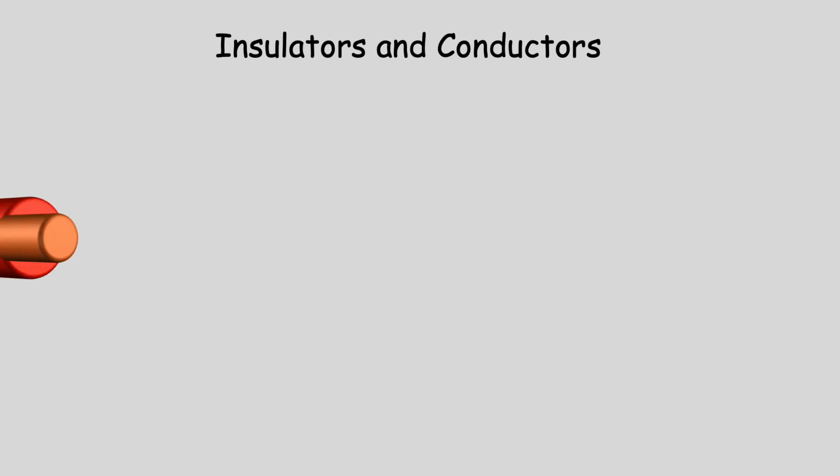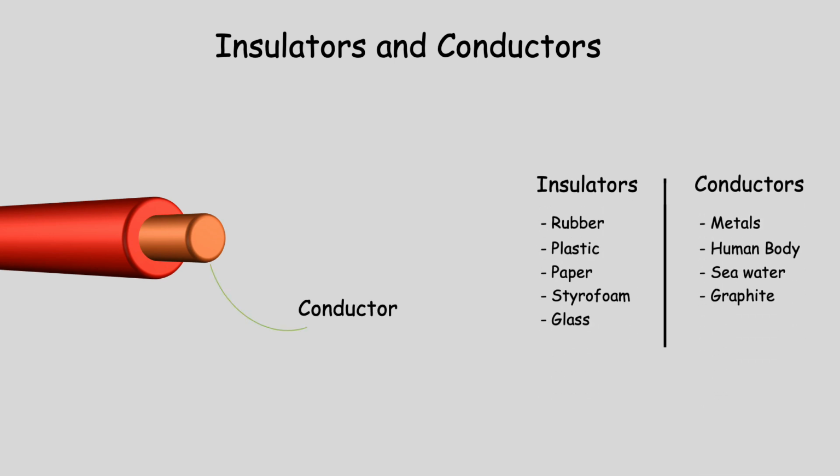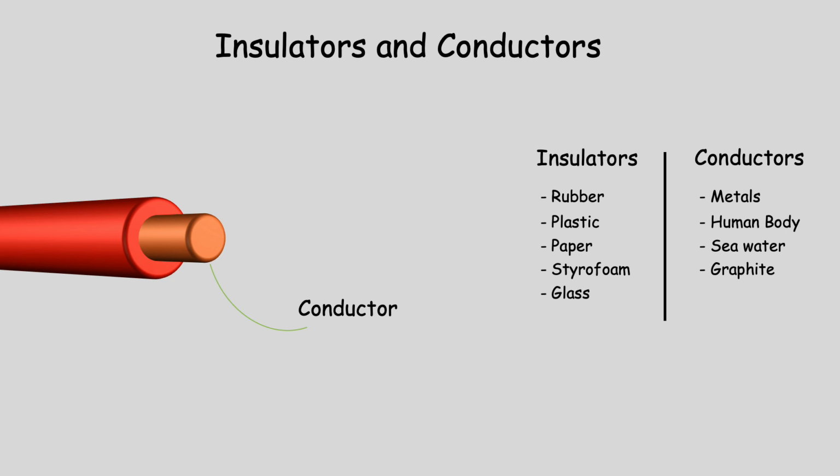Now let's learn about insulators and conductors. If an atom is able to pass on its electrons easily, the materials made of these atoms are called conductors. Most metals are generally good conductors of electricity. And if an atom does not pass on its electrons easily, the materials made up of these atoms are called insulators. Materials like rubber, glass, plastic, etc.